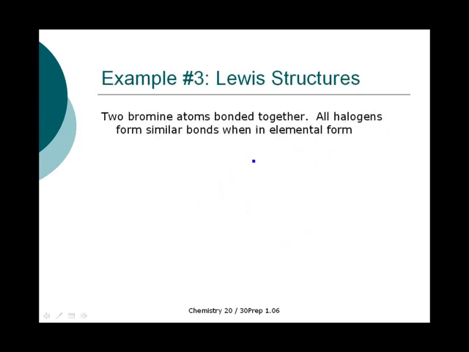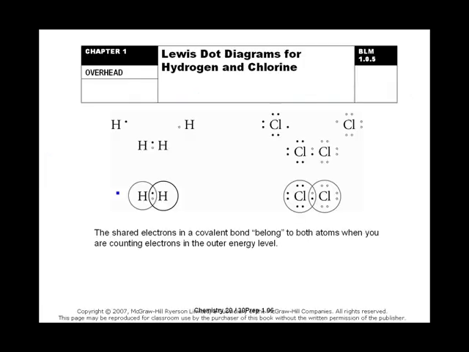So 2 bromine atoms bonded together; all halogens form similar bonds when in their elemental forms. What we have here is the diatomic element, Br, and it's bonded to another bromine. And again, they have to have 8 electrons around each of them. The 2 in the middle are counted twice in terms of determining if they are full. So both of these bromines have 8 electrons around them. They're stable. Their valence energy level is full.